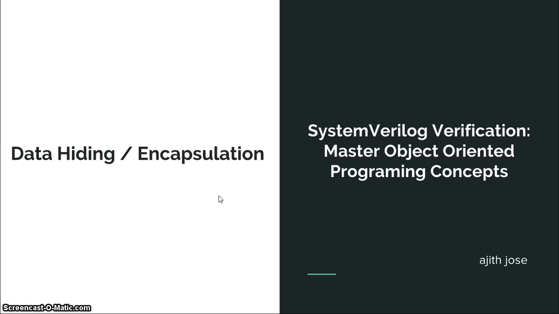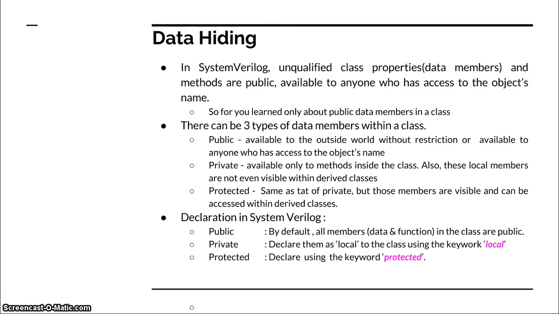You cannot directly access that data member using an object handle. You cannot access it like object.data member if the data member is private. When coming to SystemVerilog, all the unqualified class properties, that is the data members and the methods, are public, and they are available to anybody who has access to the object's name. In simple words, all the data members and member functions of classes defined in SystemVerilog are public if you are not adding any keywords to make them private or protected.